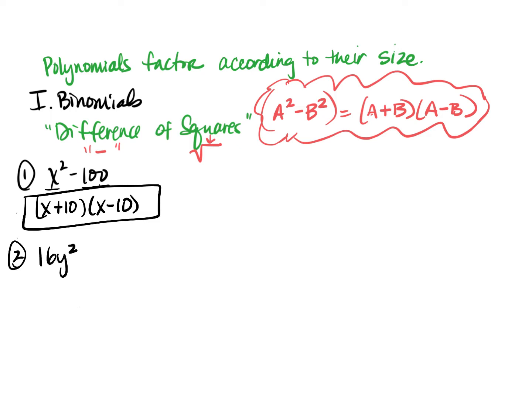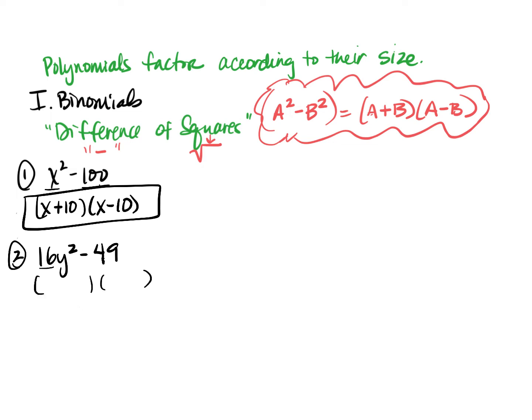So 16y squared minus 49. All right, so I look to see, is it a perfect square? Is 16 a perfect square? Yes. Is y squared perfect? Yes. Is 49 a perfect square? Can I take the square root? Yes. And there's a difference between them.